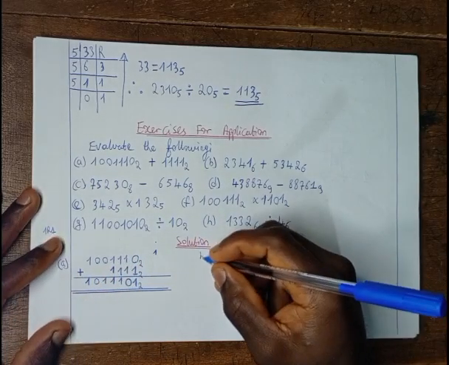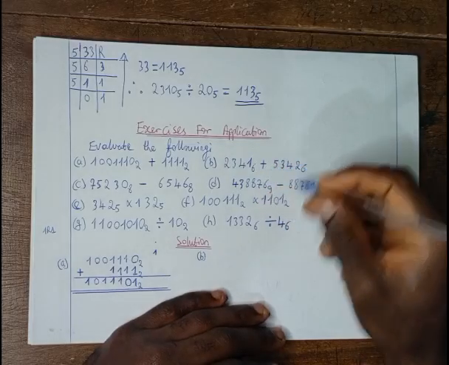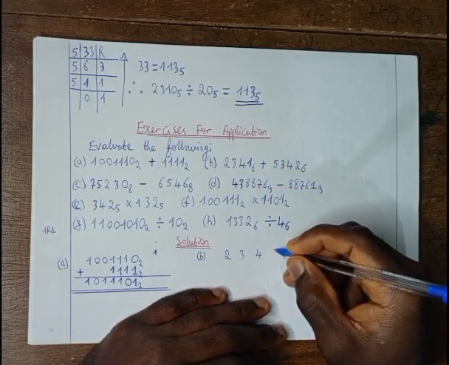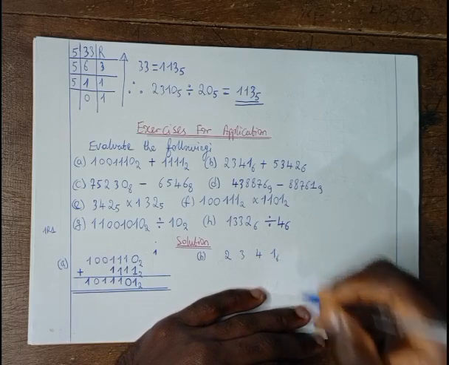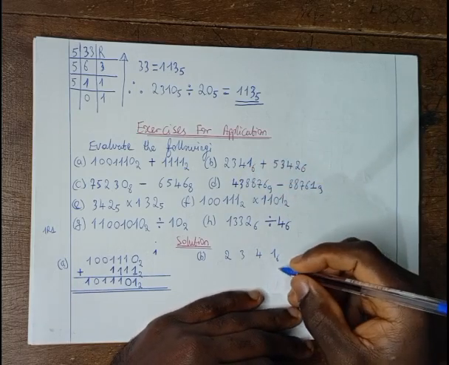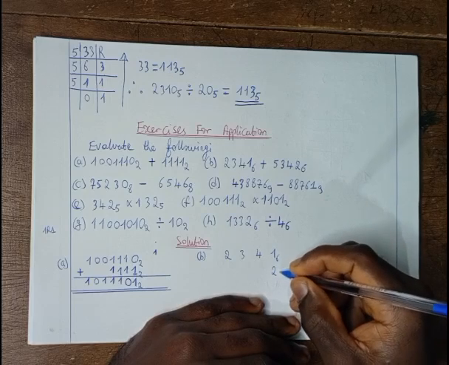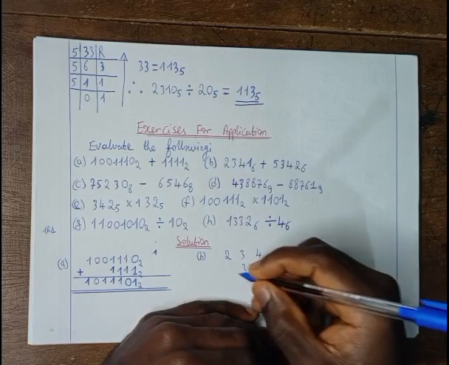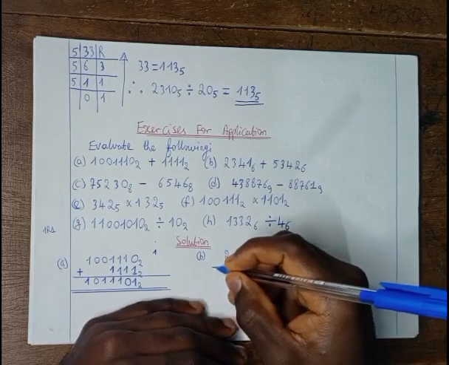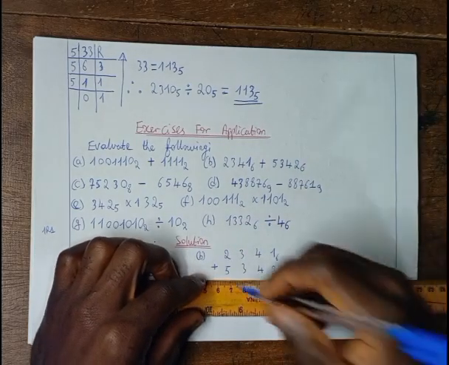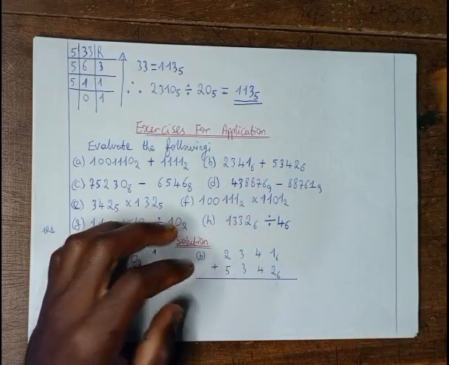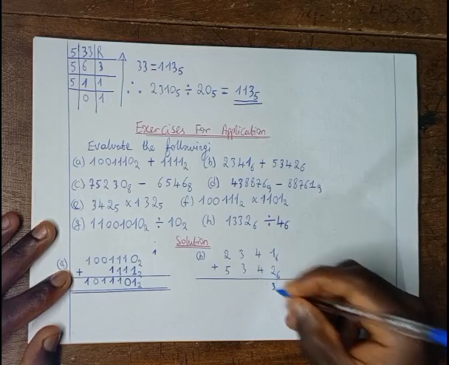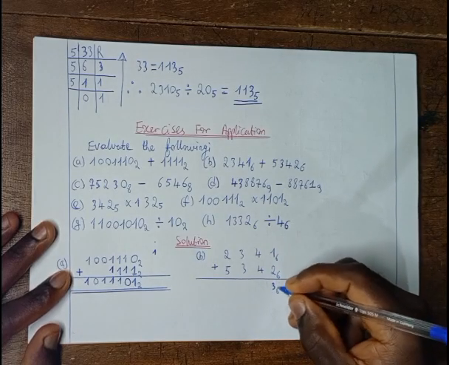Next, we go to question B. For B, we have to add these two numbers in base 6. We have 2, 3, 4, 1 in base 6. We are going to arrange the second number. 2 will be here, base 6, 4, 3, 5. Then we put the addition sign. We add. Draw a horizontal line. 1 plus 2 gives us 3. We're going to write down 3 here because 3 is less than 6. We will write the base.